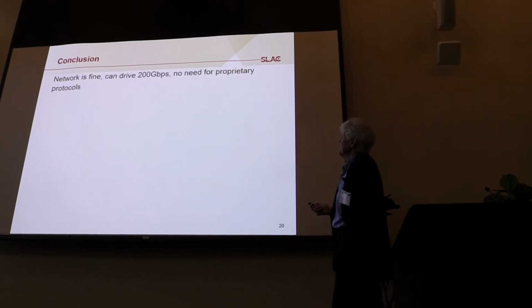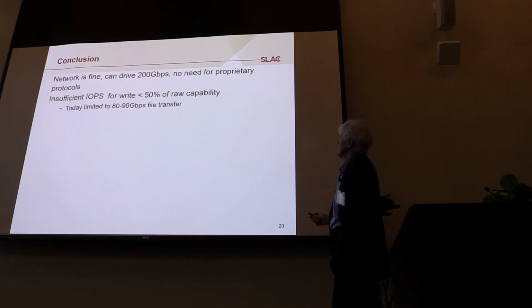So the conclusion from that is the network's fine. No need for proprietary protocols. There's insufficient IOPS for write. Of course, we can always scale up and add more stuff to it, but that takes money. So today we're limited by 80 to 90 gigabits per second over the long link.